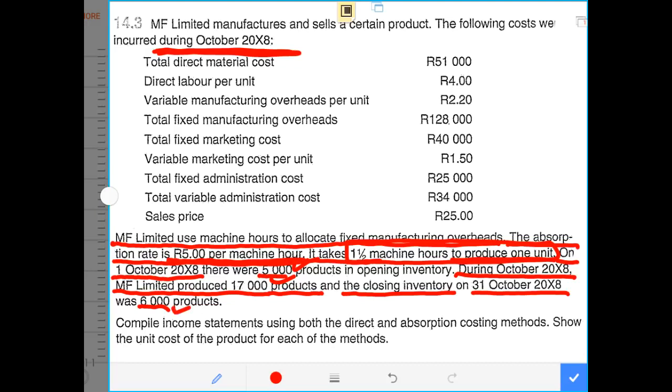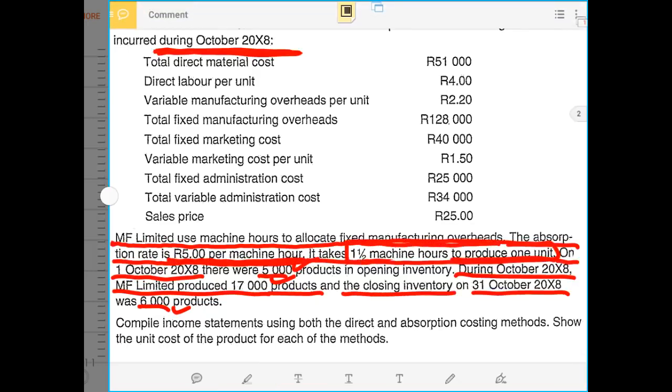That means we need to calculate the number of units that were sold. So the number of units sold becomes the missing units. Then we have to determine how many units were sold during the month of October.